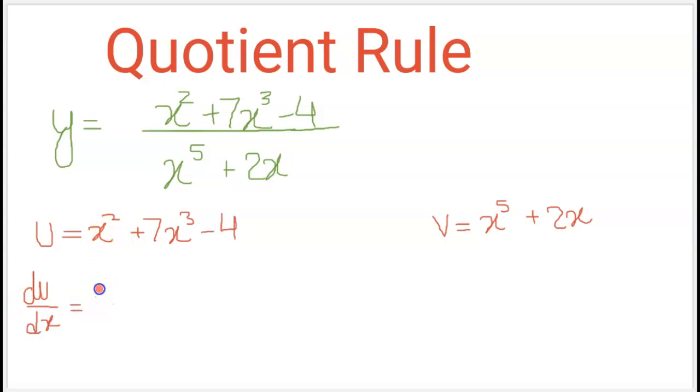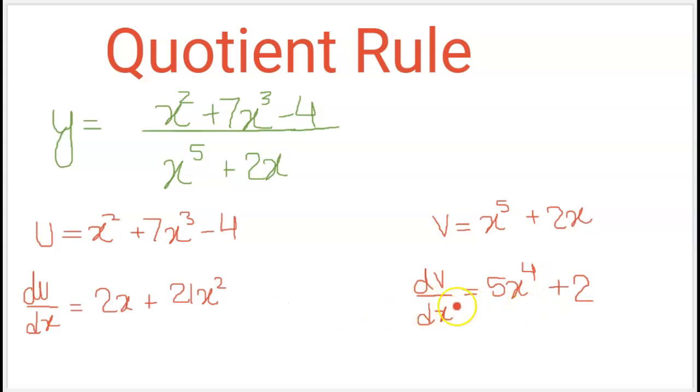If I differentiate that one, that will become 2x plus 21x squared. The reason that 2 comes out is you reduce the power by 1. Here the 3 comes out with a 7, 21, and then x to the power reduced by 1. 4, constant is 0. I need to find the dv over dx. Now if you're not sure how I got this one, have a look at the previous videos. Now here the 5 comes out, x to the power of 4 plus 2.